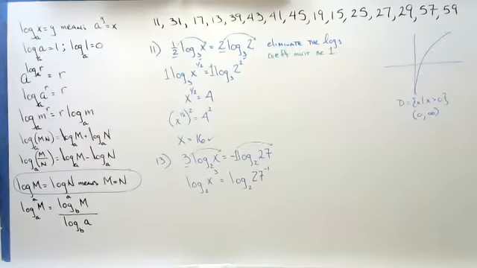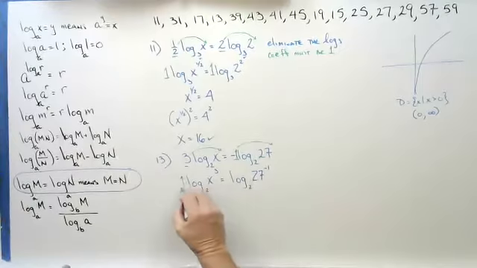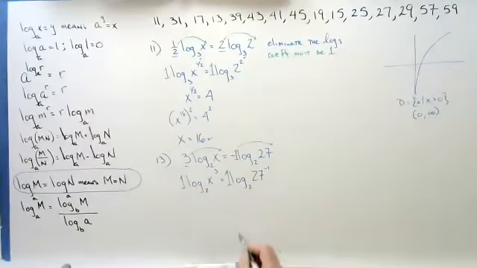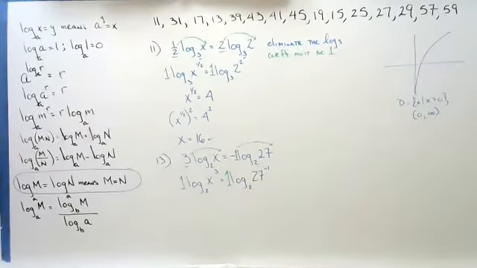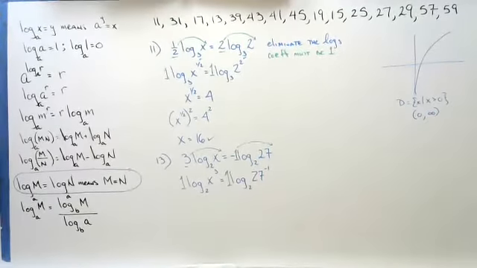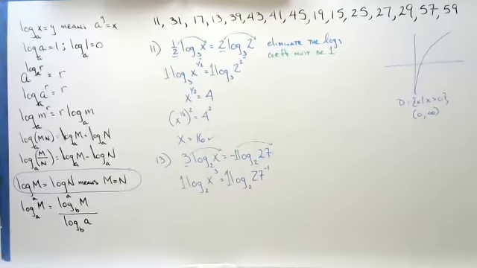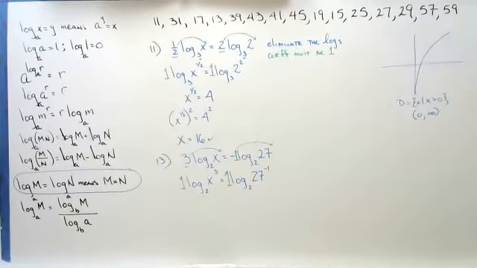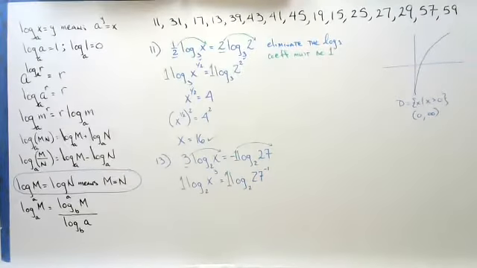See, now they have coefficients of 1. There's a 1 here, and there's a 1 there. And when that happens, I can use this circle property. But until then, I cannot use that property. Part of where we mess things up with logs is we try to use the properties when they don't apply. And then we end up with bad answers.